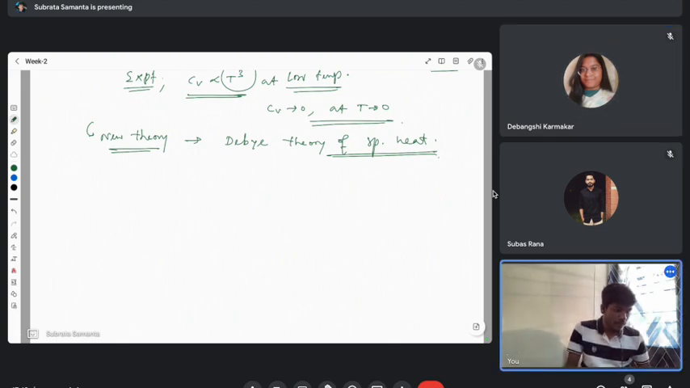Okay. So then the Debye theory of specific heat, we have calculated rigorously. We calculate the density of states, and then we can calculate the specific heats. I'm not going into the derivations of this Debye specific heat, just writing the formula.